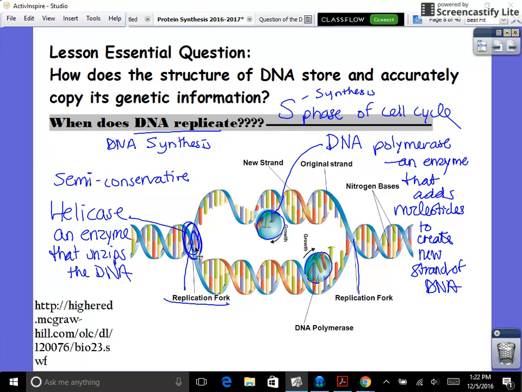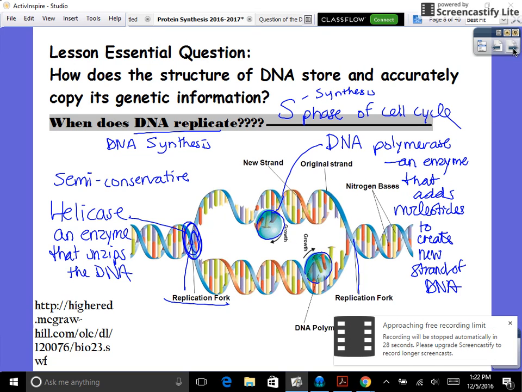The important enzymes to know are helicase, which is an enzyme right here that's going to unzip the DNA. And we call that area the replication fork. And you'll see this is happening continuously along the DNA during the S phase. And then there's another enzyme called DNA polymerase, on both sides also. This enzyme is going to add nucleotides to the growing new strand of DNA. When it's all said and done, you'll have two exact copies of DNA to go into the new cells.